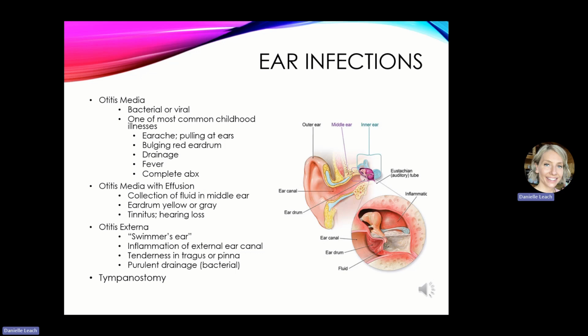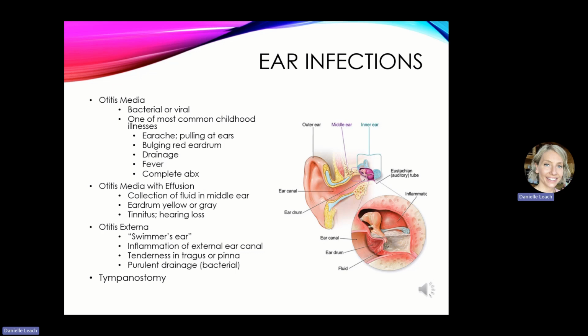Since ear infections are so common in children, and they are more common in some children than others, if a child does have recurrent ear infections over and over again, sometimes the provider will prescribe a tympanostomy, which is basically tubes in the ears. They're little tiny tubes that are actually placed in the tympanic membrane, so they actually have to make a little cut in the tympanic membrane.